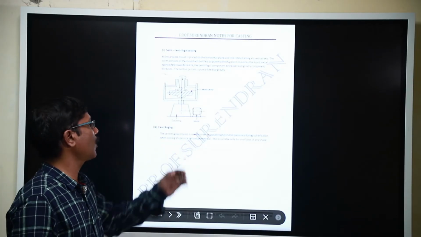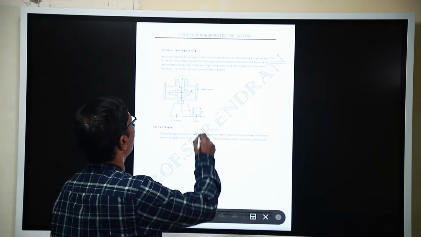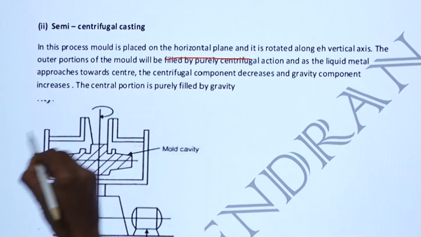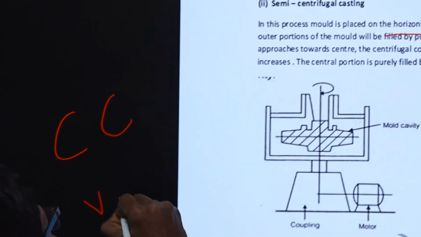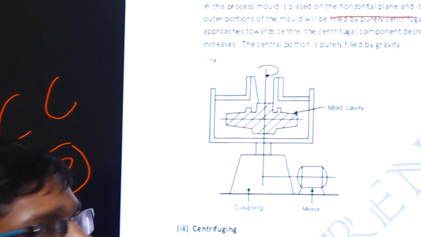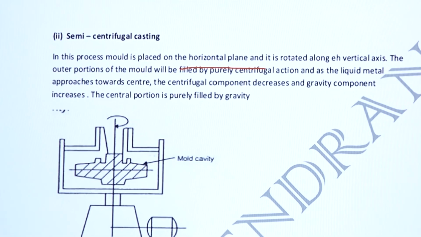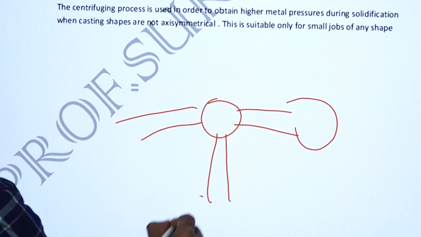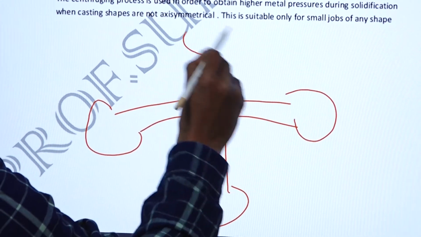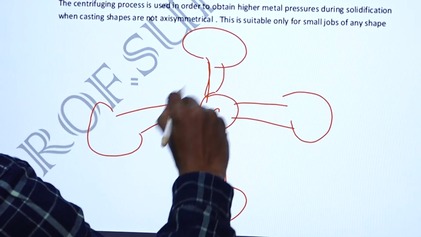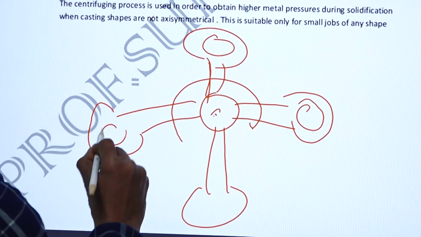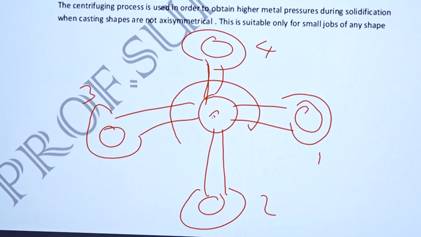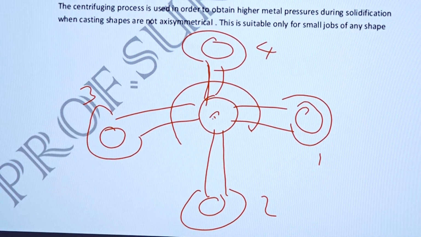We also have semi-centrifugal casting. In semi-centrifugal casting, the mold is placed on a horizontal plane, but centrifugal casting is on a vertical plane. That is the main difference. In centrifuging, we have a central chamber, and from that we have a spoke-like arrangement, so it is cast in the different spokes. The metal is poured at the center, and when it rotates, the castings are made in the spokes. So four castings, 1, 2, 3, 4, are produced at a time. That process is called centrifuging.